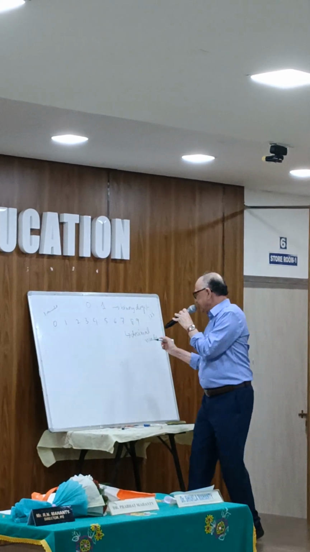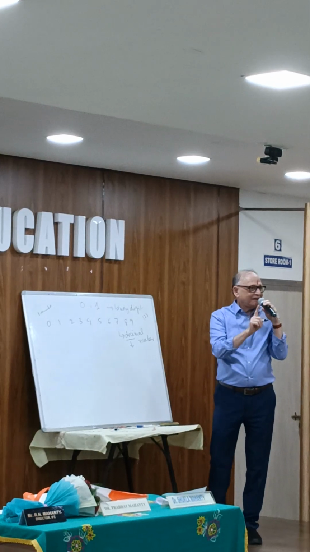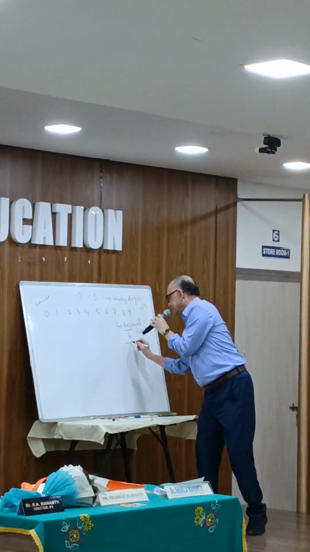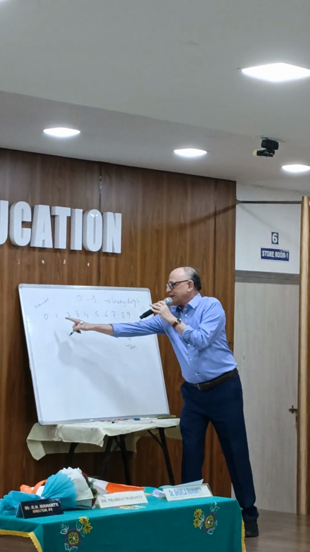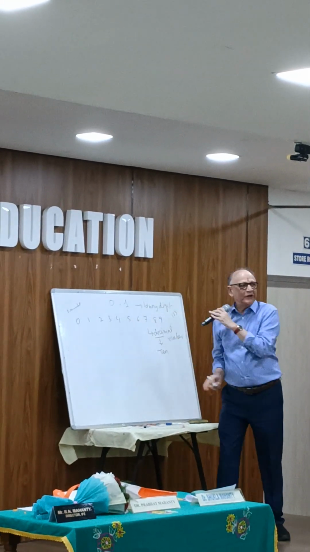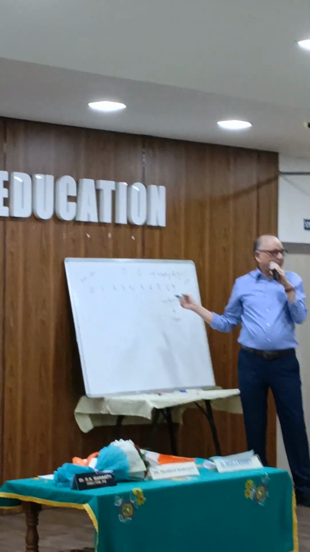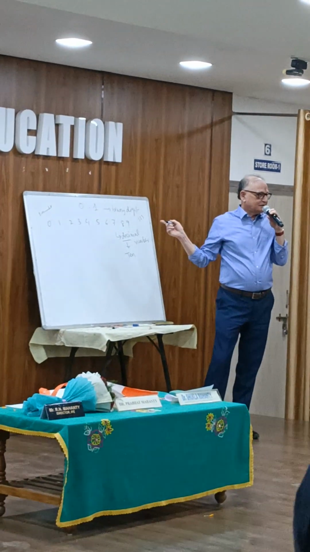Deci means 10, right? Deci means 10. And you look at 1, 2, 3, 4, 5, 6, 7, 8, 9, 10. How many digits? 10. So it is called a decimal number. So we humans use decimal numbers.